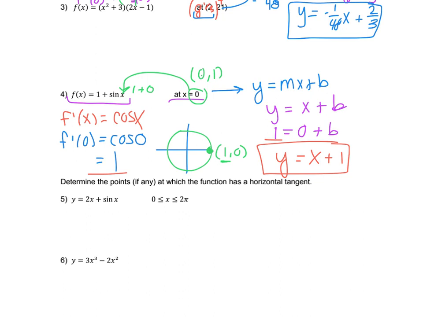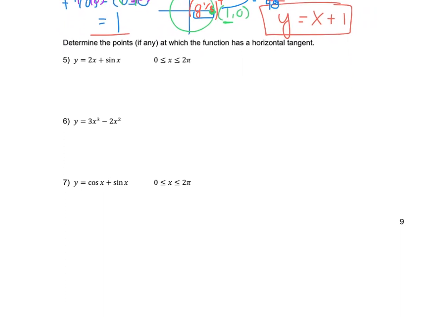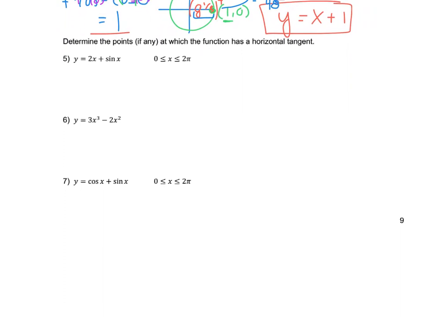Okay, this last concept, finding the points at which a function has a horizontal tangent line. Before I jump into number 5, where would a function have a horizontal tangent line? Let's say I have something like this. Let's think about slopes of tangent lines. So here's a tangent line. There could be a tangent line here. There could be a tangent line here. Anywhere on this curve there could be tangent lines.